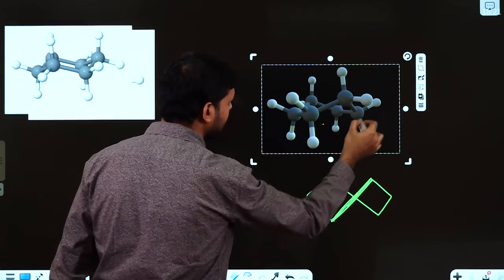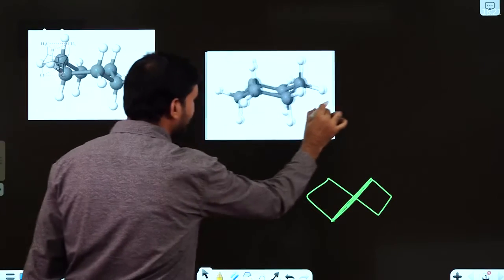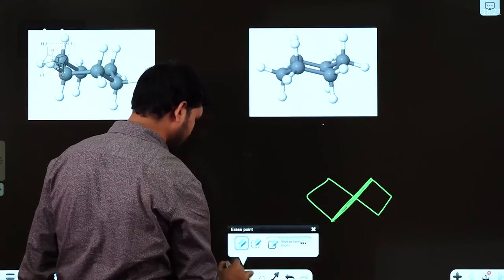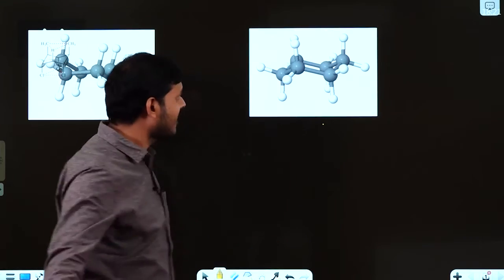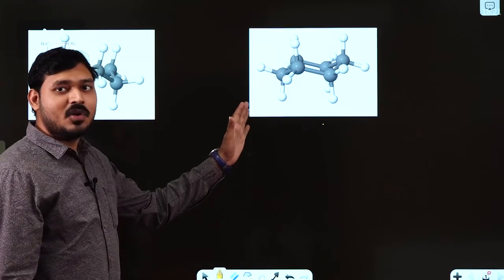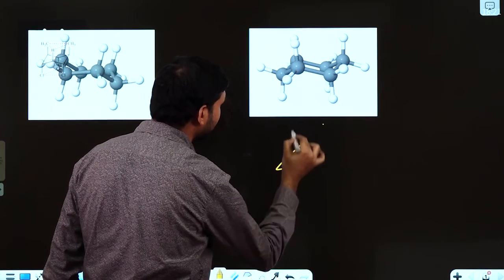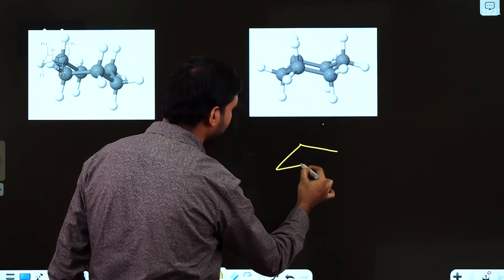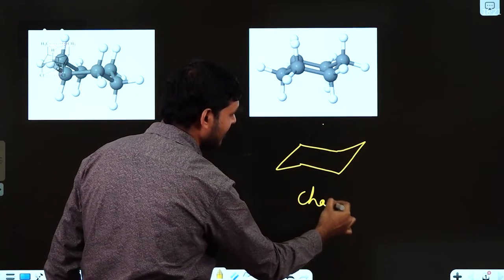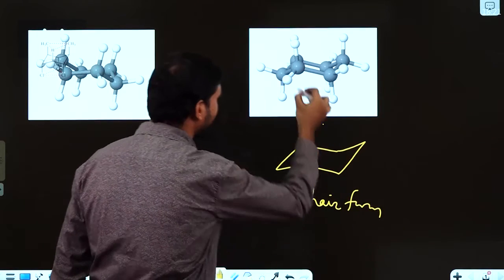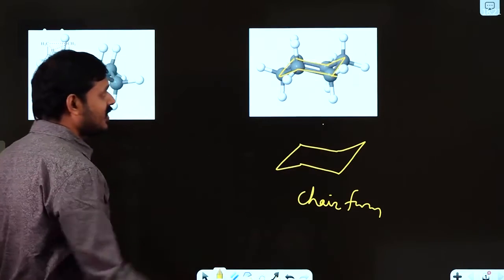Now let's pick the next one. Now what is this? If we look at this structure properly, you will find that it is short of this. It is what? Chair form, right? Chair form. 1, 2, 3. This side, and this side. Okay. So this is your chair form.